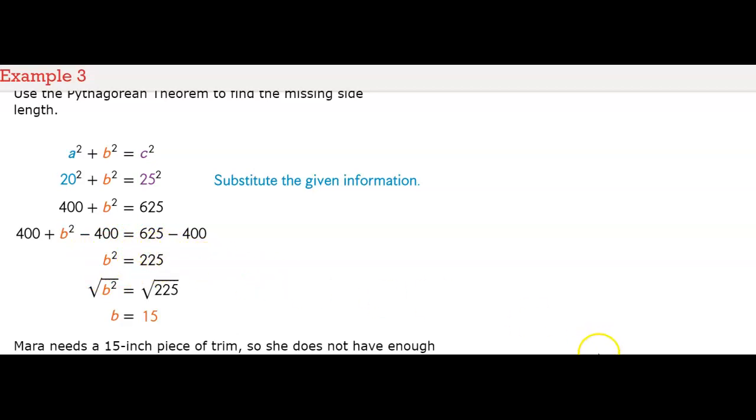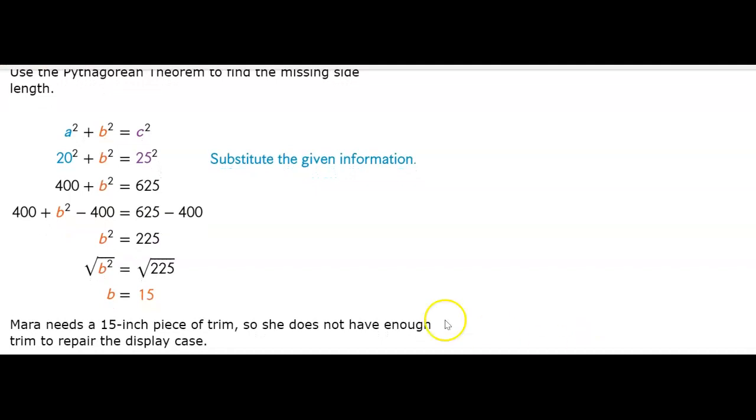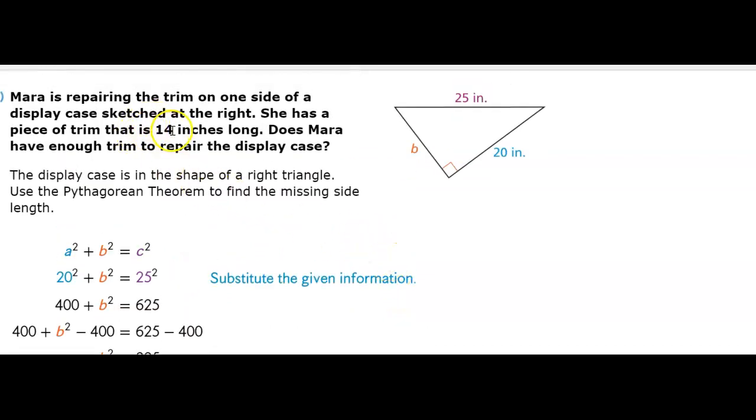And then we want to know the singular answer for b, not b squared. So we find the square root of 225, and b is equal to 15. So she needs a 15-inch piece. So she does not have enough to repair her display case because she only has 14 inches.